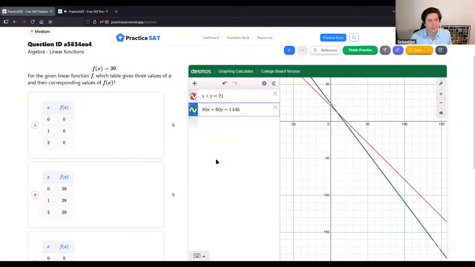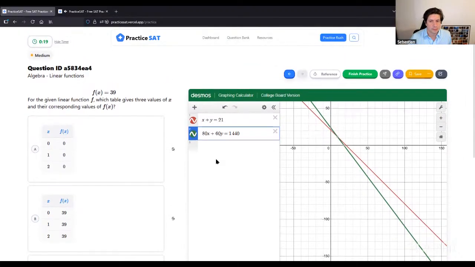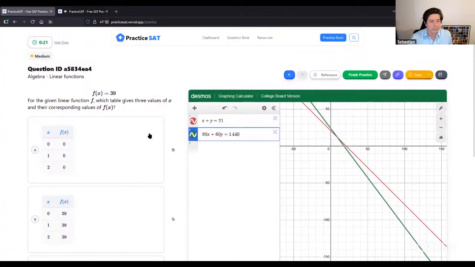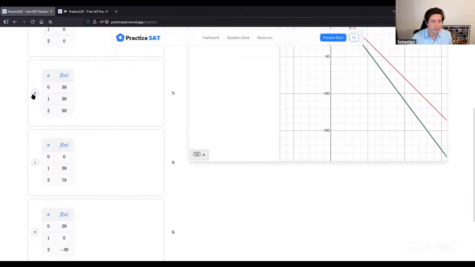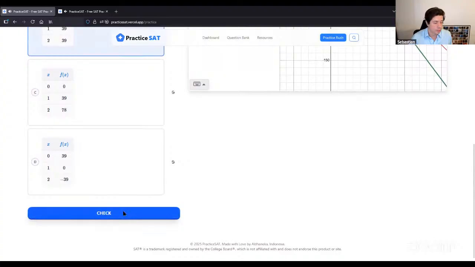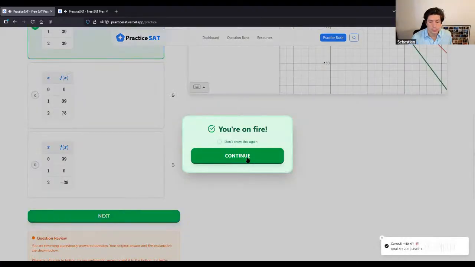For the given linear function f, which table gives 3 values of x and the corresponding values of f of x? Okay, so we have 3 values of x and the corresponding values of f of x. So if f of x is 39, that means no matter what x is, y is always going to be 39. The only one that does that is B. So go with that.